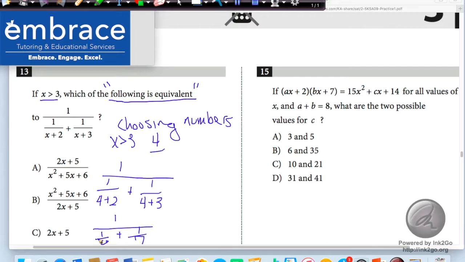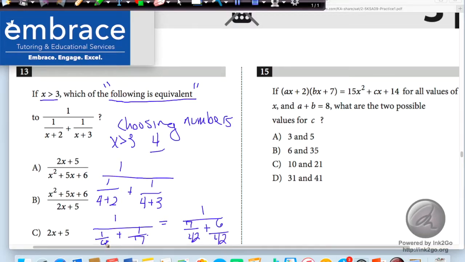So here I have 1 over 1/6 plus 1/7. Now, I want to find the common denominator between 1/6 and 1/7. So I'm going to have 1 over here, and this 1/6 is going to become 7 over 42. And my 1/7 is going to become 6 over 42.